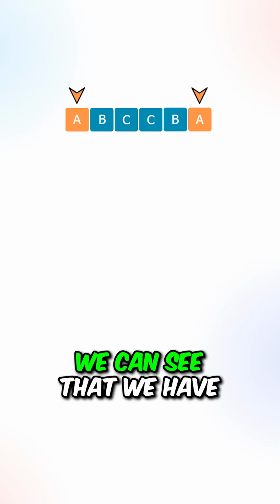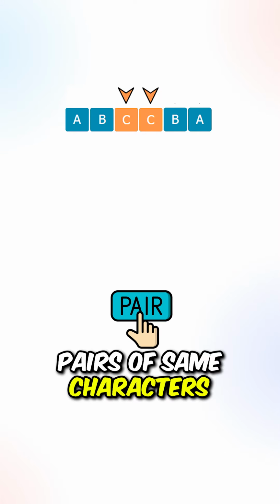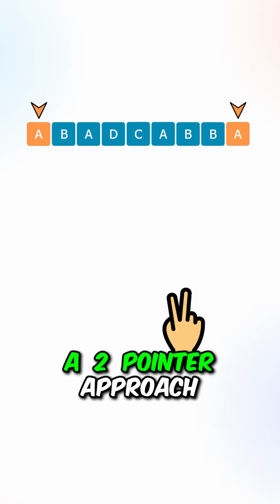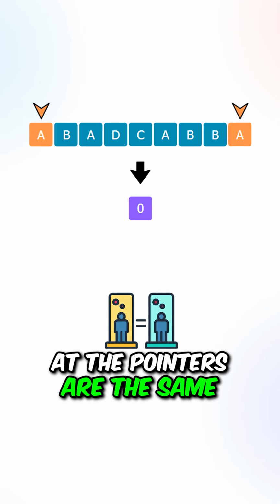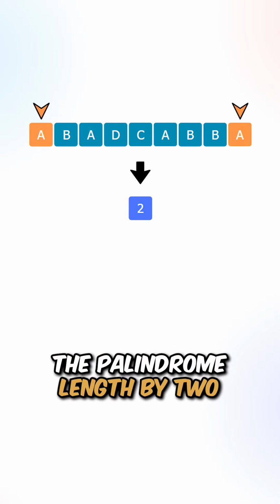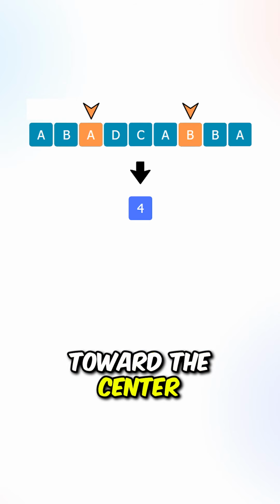Inside a palindrome, we can see that we have pairs of same characters. We can implement a two-pointer approach, one pointer on each side. Now, if the characters at the pointers are the same, we can increment the palindrome length by 2 and move the pointers toward the center.